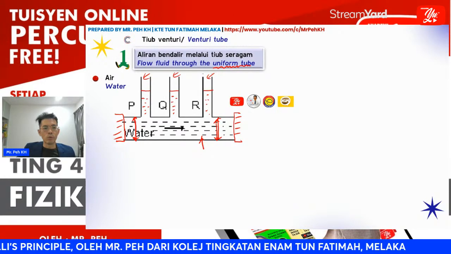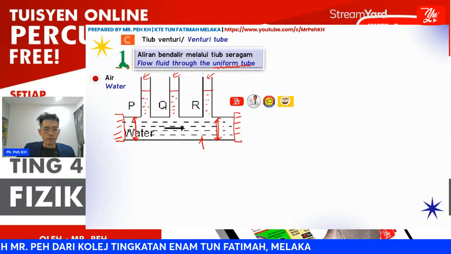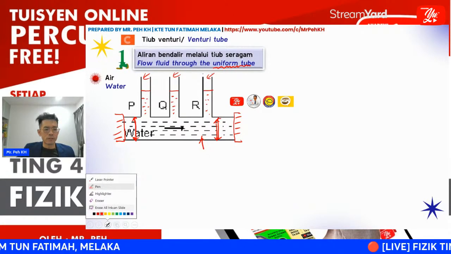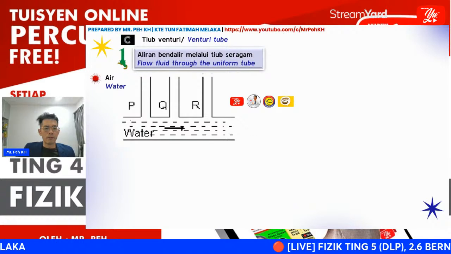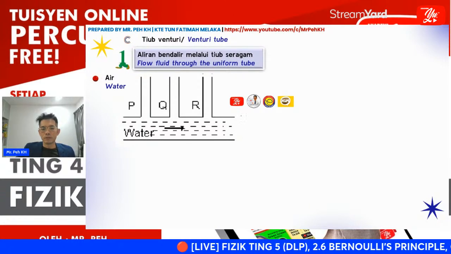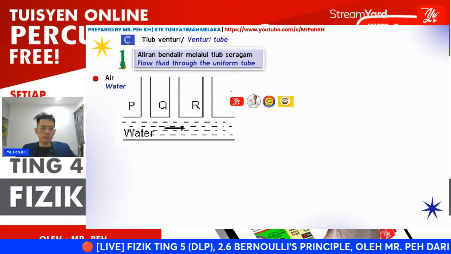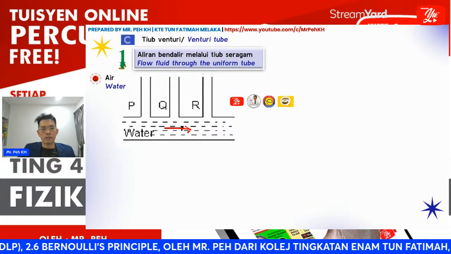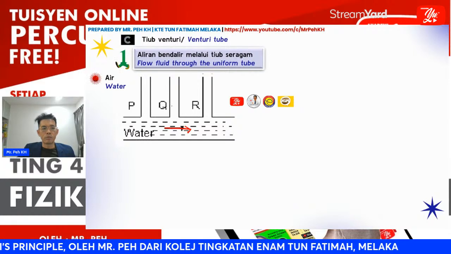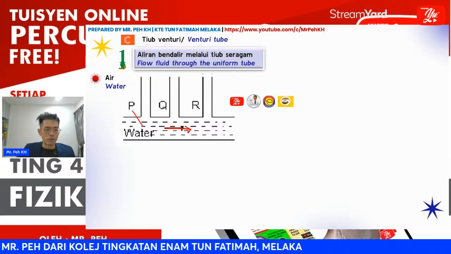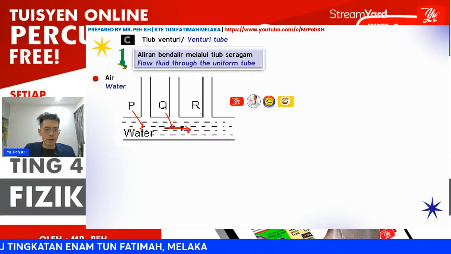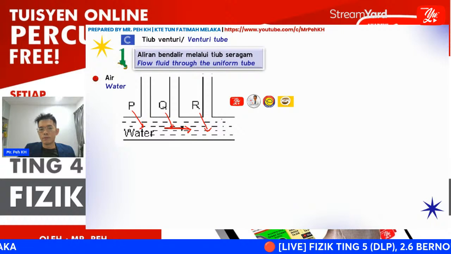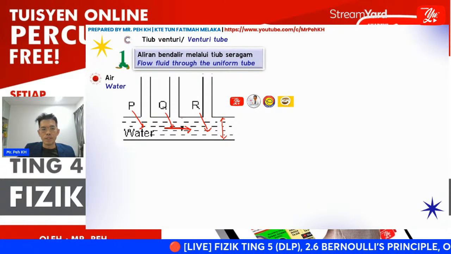When we allow the water to flow, we open the cover of the tube. Now the water will be flowing in this direction, from P to Q. The PQR positions refer to here: P, Q, and R. You can see at these three points the diameter of the tube is the same.